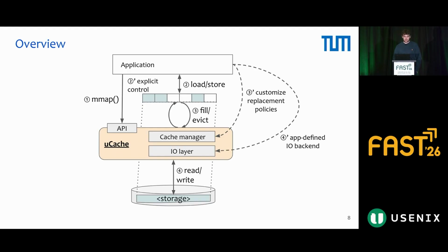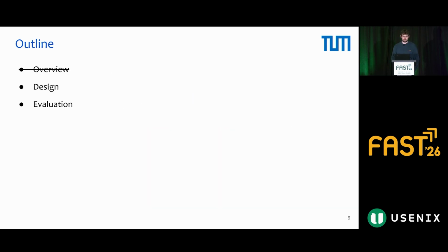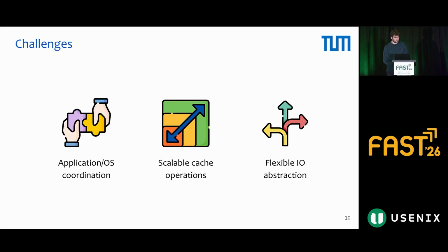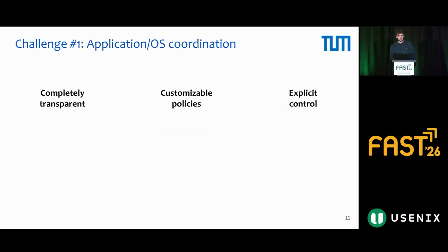And finally, the cache manager interacts with the storage through the IO layer, including potentially application-defined backends. Now that we have seen the overview, let's delve into the design. So, as I just said, we use the unikernel architecture for its co-design capabilities, but it does not solve all our problems. We face especially 3 challenges with uCache, namely the application OS coordination, the scalable cache operations, and the flexible IO abstraction. Let's focus on the first challenge for now.